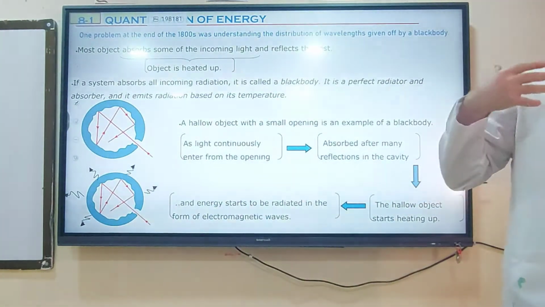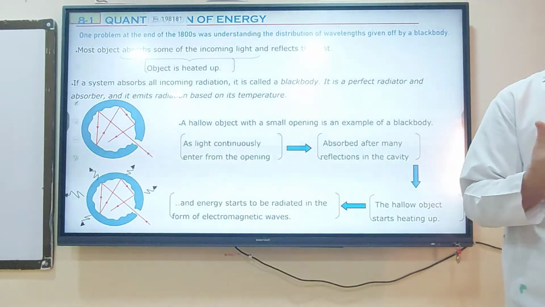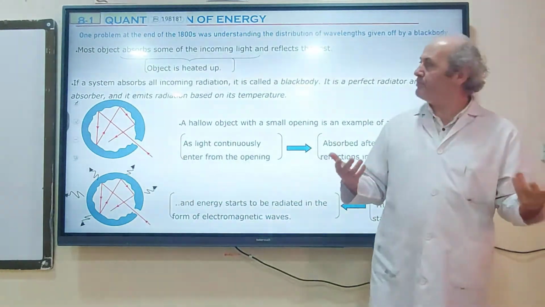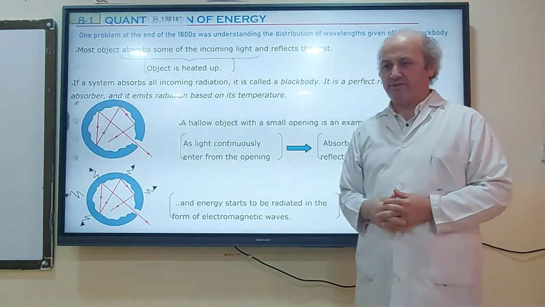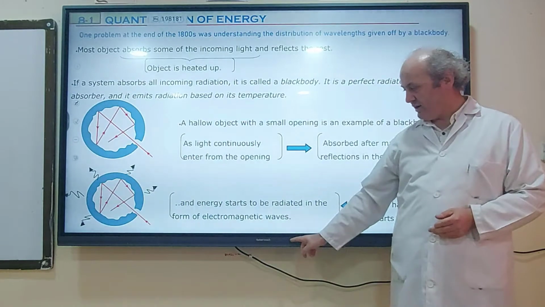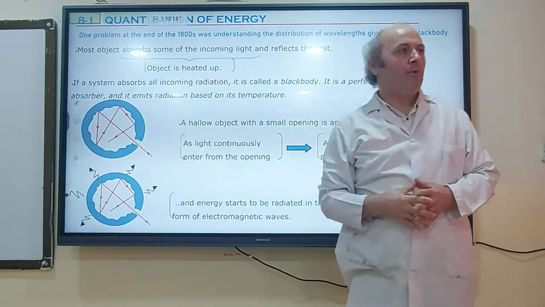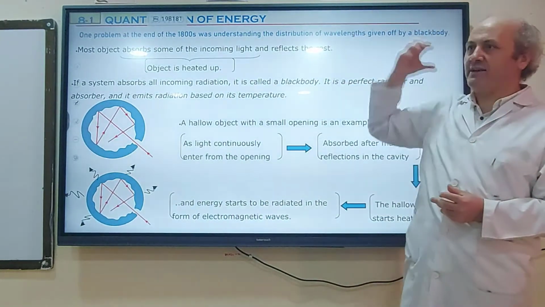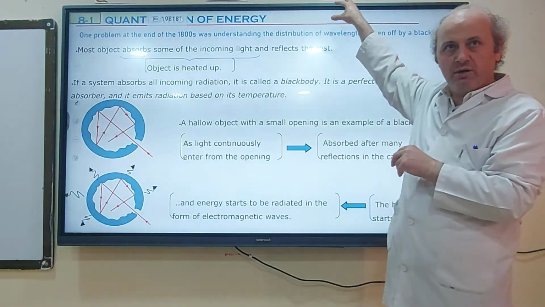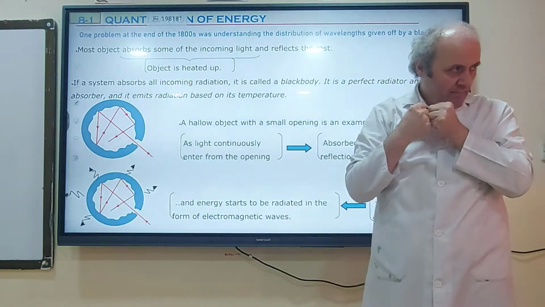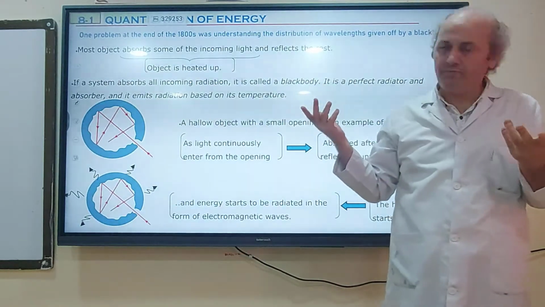As I said, most objects emit radiation if they are hot. But to emit, they should first get the energy. Without getting energy, how can you start emitting? Most objects absorb some of the incoming light and reflect the rest. For example, this is dark, this is white, this is blue, that is blue, this is another color. How can we see the colors? By the reflection of light from those objects. Light comes, striking the surface of the object. Some is absorbed by the object, but some is reflected.